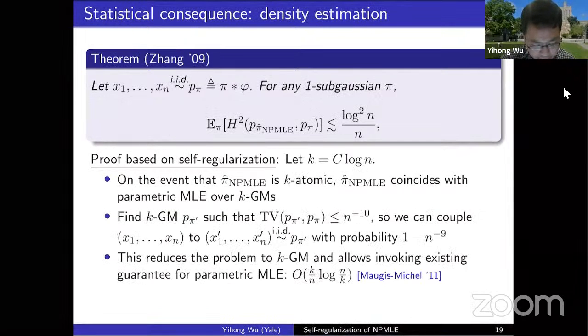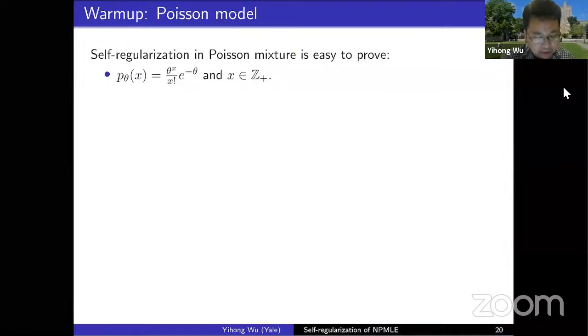So I'll skip this. Let me give you a warm-up, and then I'll explain the proof. I think that maybe that will be the end of the talk. It turns out that although it seems it was not noticed before in the literature, you can prove the self-regularizing property in Poisson mixtures very easily. Just 2 lines. So the Poisson mixture is exactly as before. I have the Poisson mean parameter theta.